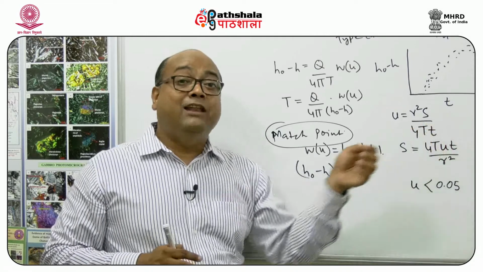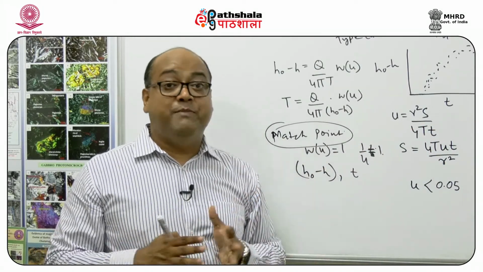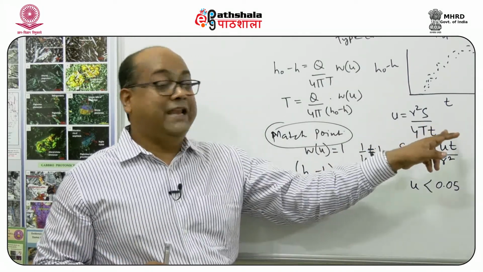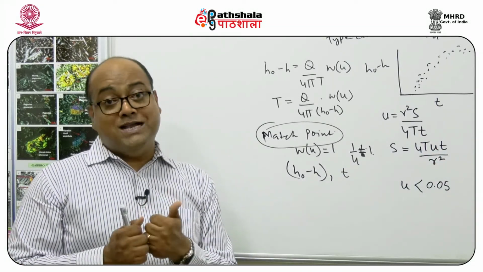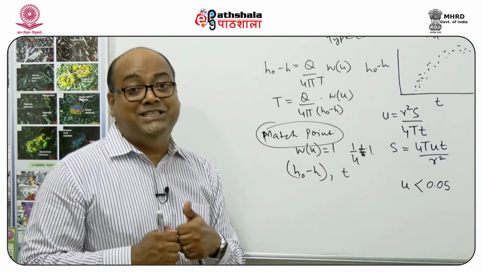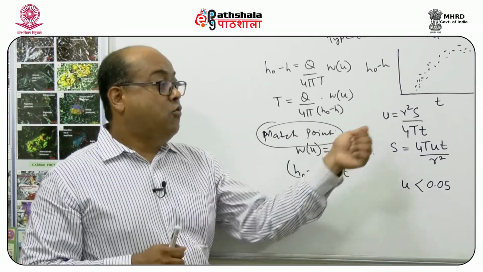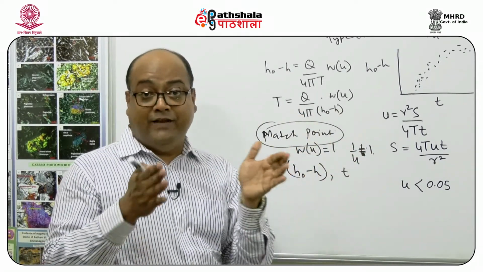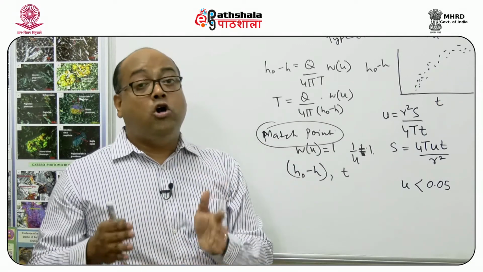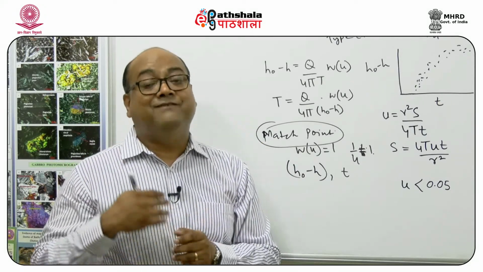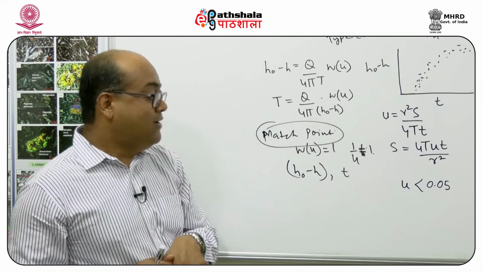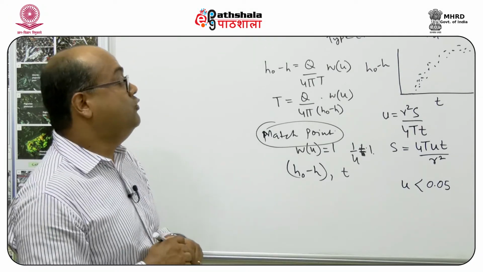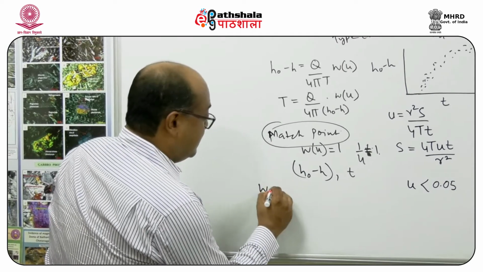Or if the value of T, or the time over which measurements are taking place, is very, very long. So the two conditions required for the Jacob method are that, one, the observation has to be either very close to the pumping well, or the observation has to be taken after a very, very long time period.